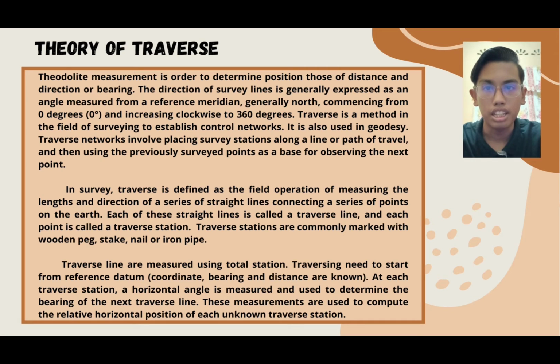Each of the straight lines is called a traverse line and each point is called a traverse station. Traverse stations are commonly marked with wooden peg, stake, nail or iron pipe. Traverse lines are measured using a total station. Traversing needs to start from a reference datum, where coordinate, bearing and distance are known. At each traverse station, a horizontal angle is measured and used to determine the bearing of the next traverse line.